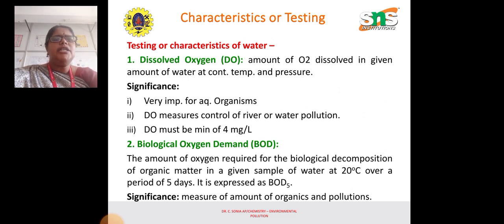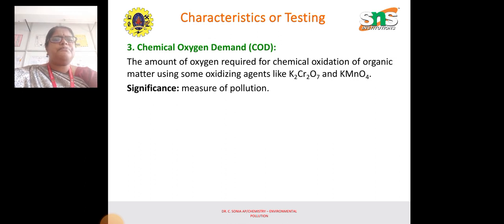Next is the biological oxygen demand. The amount of oxygen required for the biological decomposition of the organic matter in a given sample of water at 20 degrees centigrade over a period of 5 days is expressed as BOD. Significance: it measures the amount of organics and pollutants.